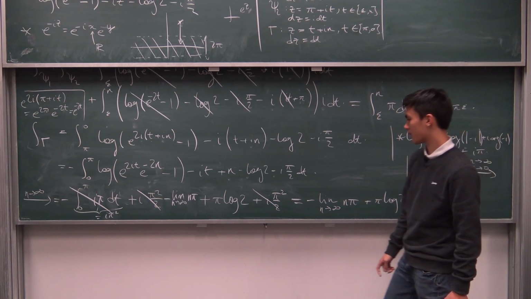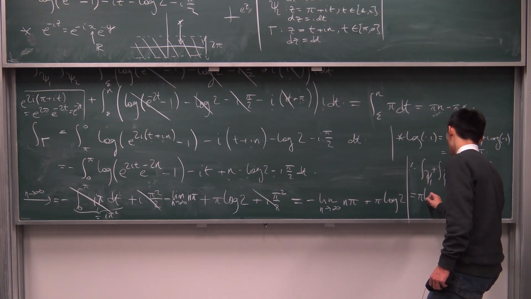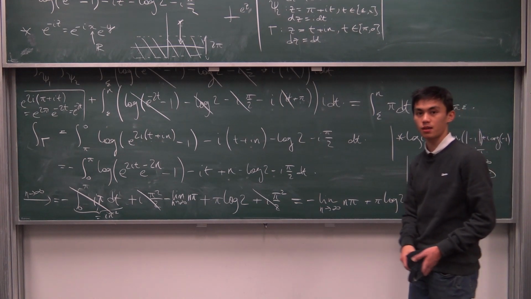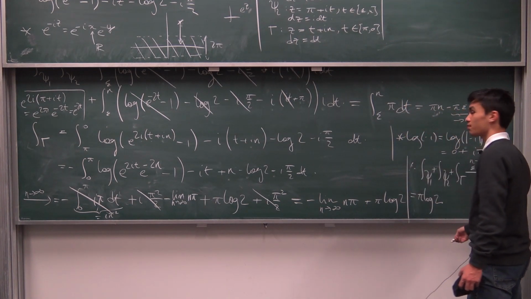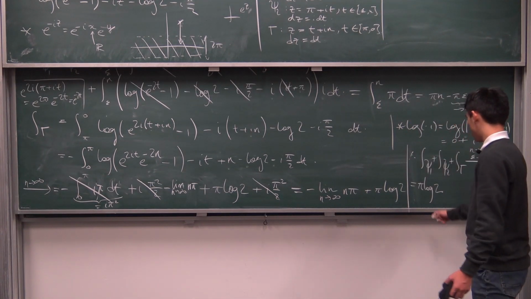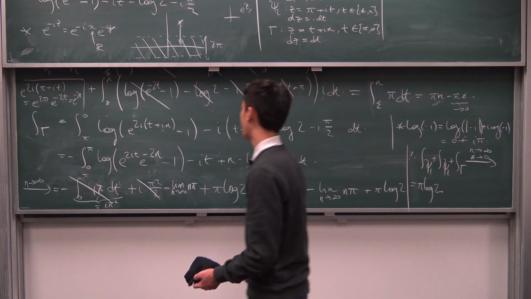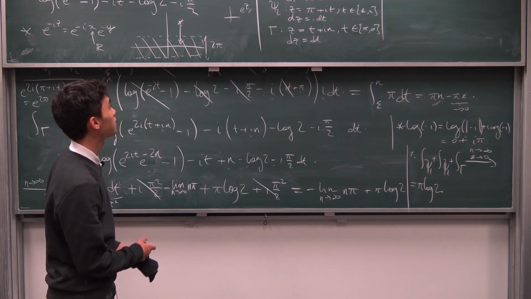So those don't exist anymore. And then what's going to be left? We're going to have pi log of 2. And then we also have this negative pi times epsilon. But as I said before, this guy is going to go to 0 as epsilon approaches 0. So yeah, that's basically it. Pi log of 2 is what we get if we sum all those integrals together and take n to infinity and epsilon to 0, which is really quite nice.